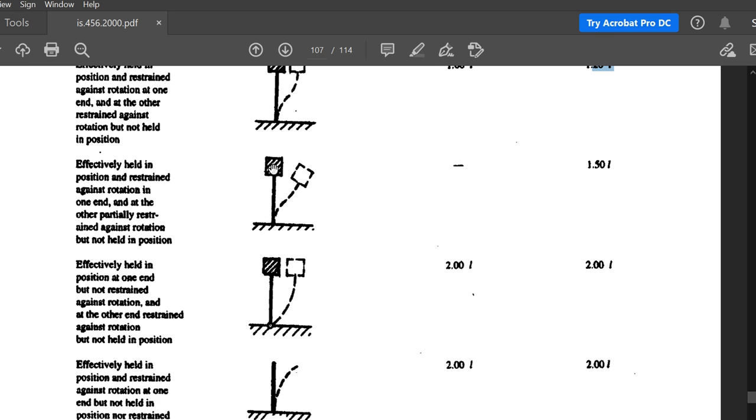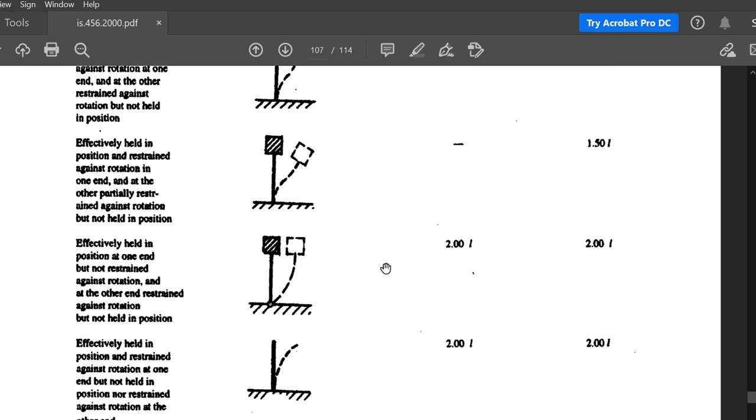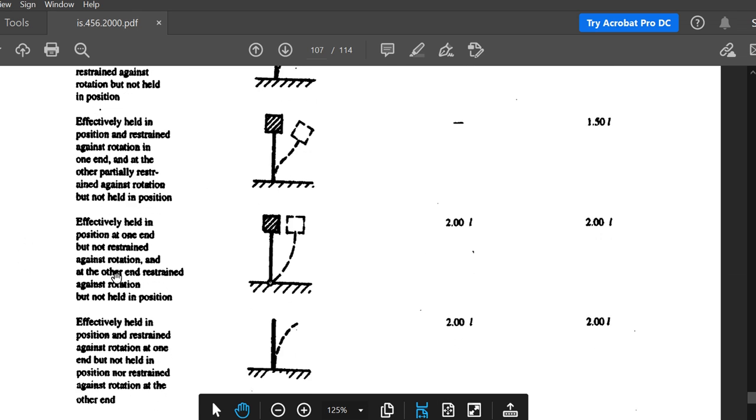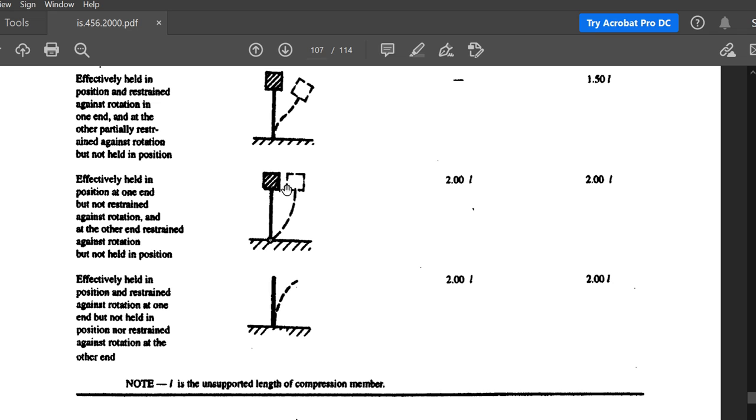Now the next one is here. This is actually a cantilever, effectively held in position and restrained against rotation at one end, and partially restrained against rotation but not held in position at the other. This is 1.5 L. Sorry, this is actually where some restraints are provided. Now the last one, you can see this is also a similar kind. The last one is the cantilever that is effectively held in position and restrained against rotation at one end but not held in position nor restrained against rotation at the other end. Here the effective length is 2 L.